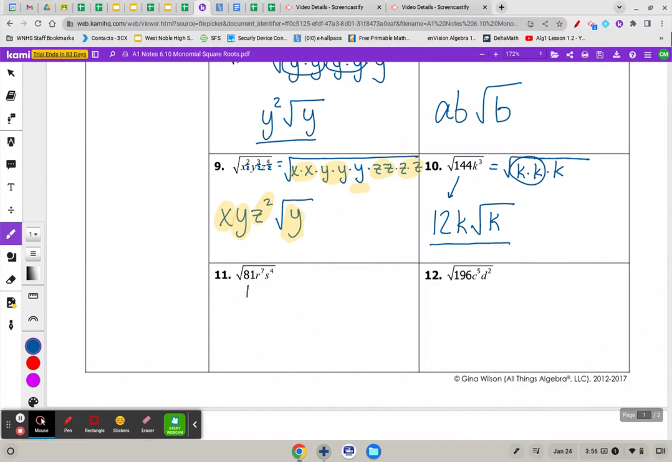The square root of 81 is 9. If I divide my two exponents by 2, I get r cubed s squared on the outside, and there is 1r left over on the inside. For 12, the square root of 196 is 14. If I divide my two exponents by 2, I get c to the second d, and there is 1c left over.